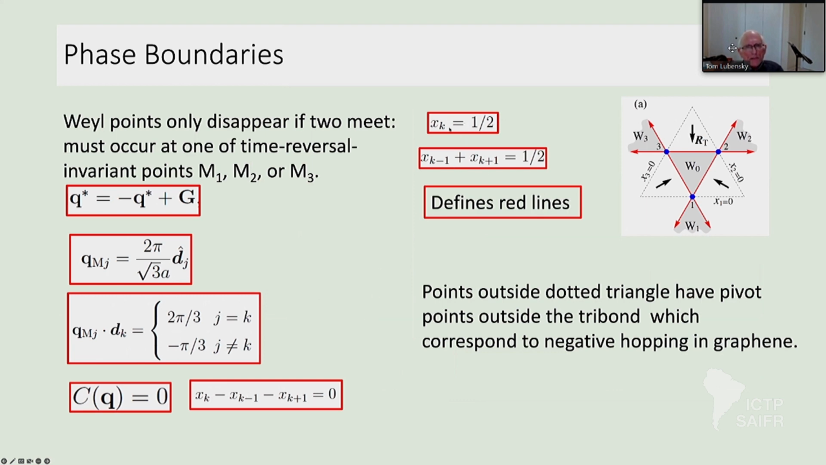And so these things, the X equals a half, which is the same thing as XK minus 1 and XK plus 1 equals a half. These define the red lines in the lattice. They are the ones that are at the boundaries between having Weyl modes and having some other state. Actually, it's the boundary between Weyl modes and, in all cases, between the polarized modes. Okay, again, the points outside the dotted triangle have a pivot point that's outside that triangle.